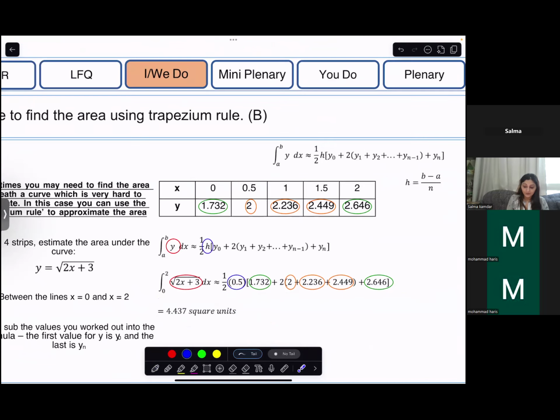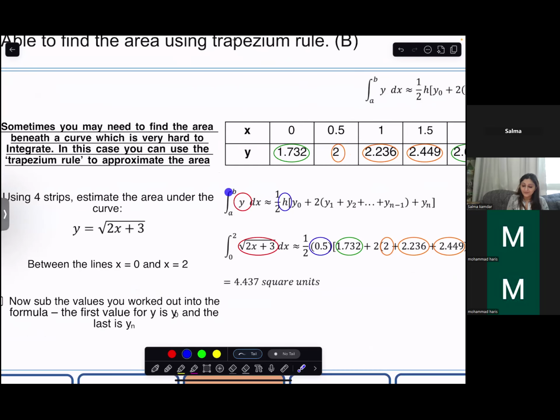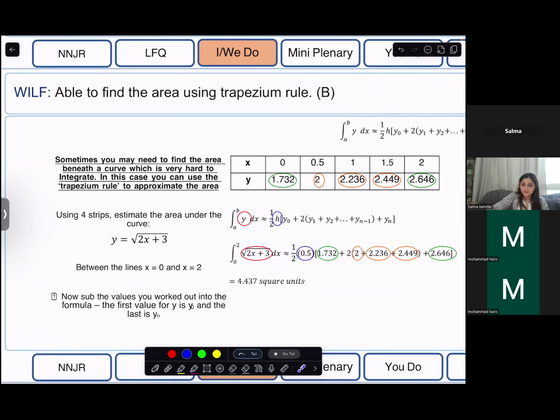Now understand one thing you have to show. When you're using the formula, you will say you're integrating y with respect to x between b and a using the trapezium rule. You're going to get an approximation, and this is the formula. Then in the next line, instead of y, you're going to replace it with 2x plus 3. It's going to give you an approximate value of this, and then you put it on your calculator and you'll get it. Okay, so this is the trapezium rule. Do it, I'll wait for you.